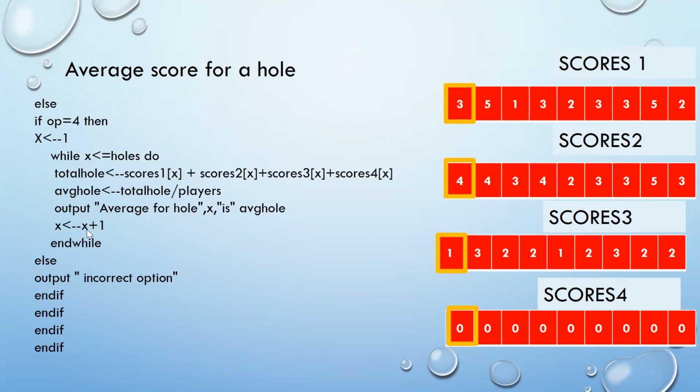Then automatically the value of x gets incremented. X becomes 2. So scores 1, the second index position is calculated. So 5 plus 4 plus 3 plus 0, you'll get another total, which when divided by number of players, you'll get the second average. And so on, you'll get all the averages. So in short, you'll get 9 different answers. One answer for each hole, the average for each hole. And finally, the loop will stop and option 4 will be done.